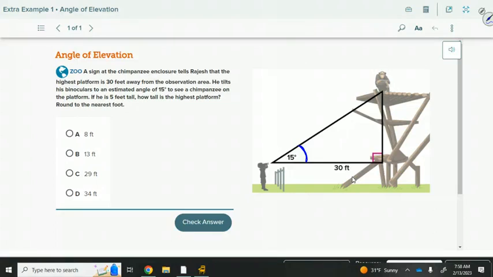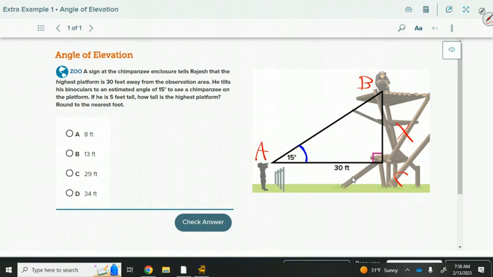Okay, so if we're trying to find the height of the platform, what side are we going to be finding? BC, exactly. So for BC, I went ahead and just put an X there as a variable. That way I wouldn't have to write BC over and over again.